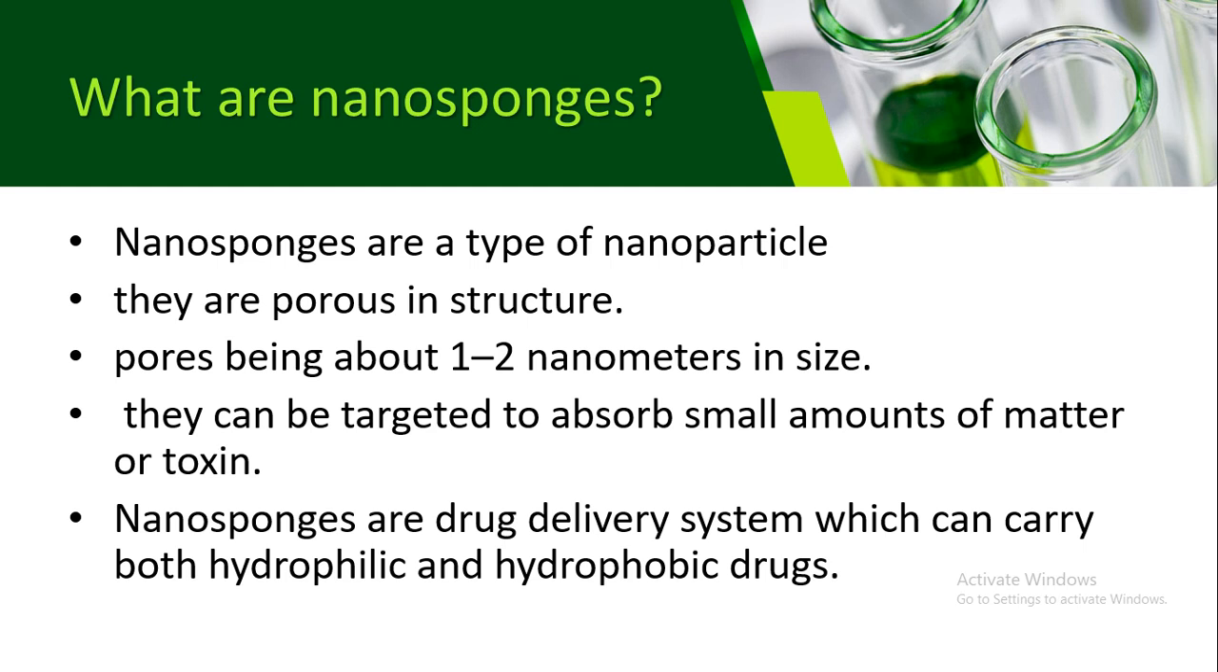What are nanosponges? Nanosponges are a type of nanoparticles. They are porous in structure, with pores about 1 to 2 nanometers in size. They can be targeted to absorb a small amount of matter or toxin. Nanosponges are a drug delivery system which can carry both hydrophilic and hydrophobic drugs.